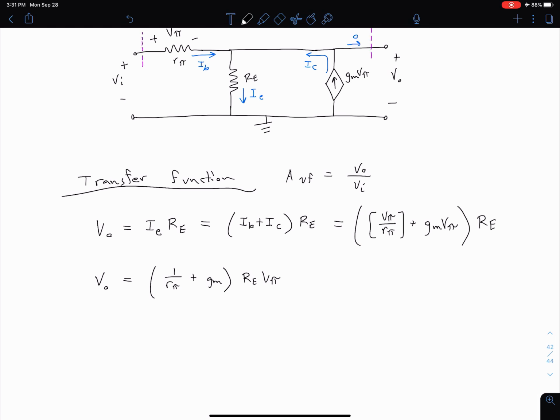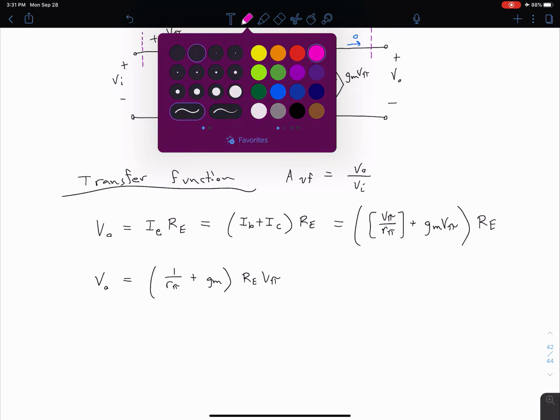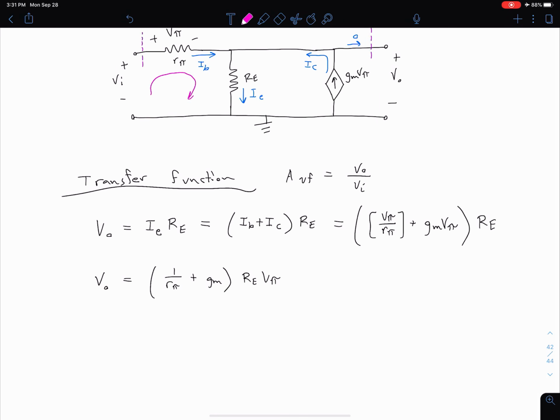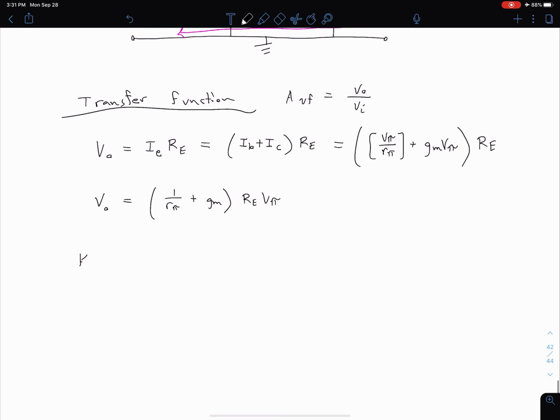Well, we only want to have output voltage, input voltage, and then resistor values, or this GM, which is also a sort of circuit constant. We don't want to have this V pi in there. So in order to get rid of that V pi, we're going to do a KVL loop over here, or you can think about it as being around the whole outside, either way. And we're going to relate our V pi to our input and our output voltages. So coming down here to do that KVL, we have that our V pi is equal to VI minus V naught.